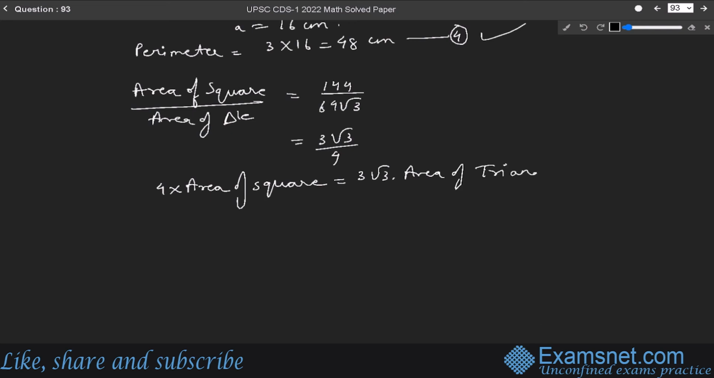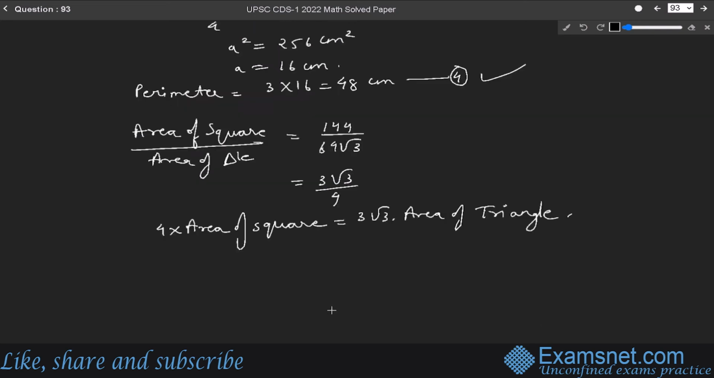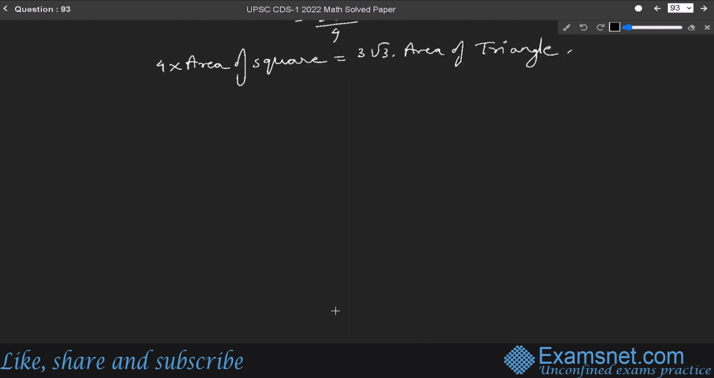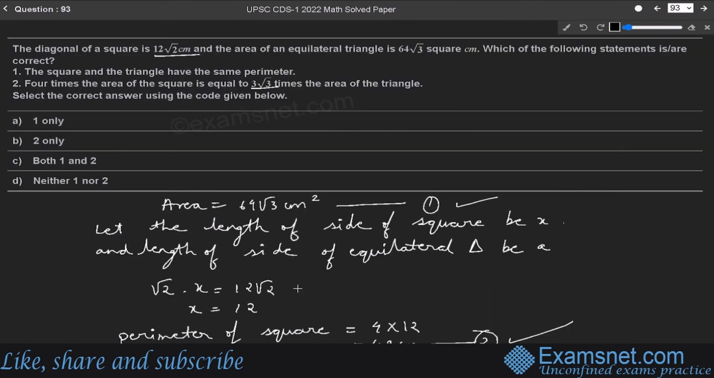And this is what statement 2 says. Statement 2 is: 4 times the area of square is equal to 3 root 3 times the area of triangle. Therefore, we can say that statement 2 is also correct. So both the statements are correct for this question, and the correct option will be option number C, both 1 and 2. I hope this question is clear to you.